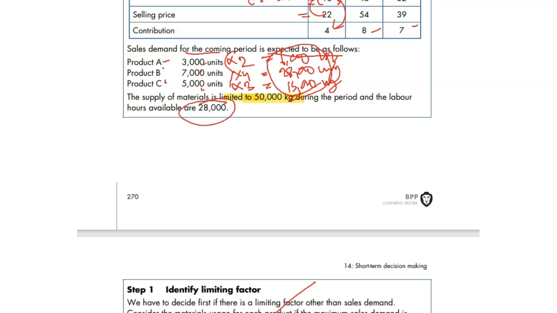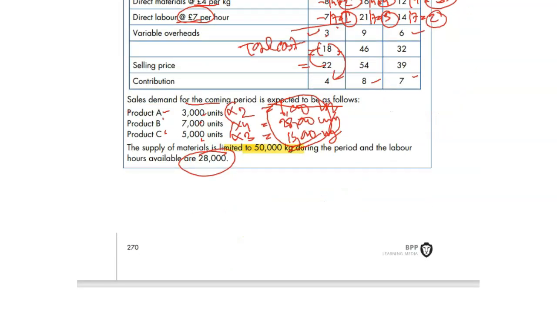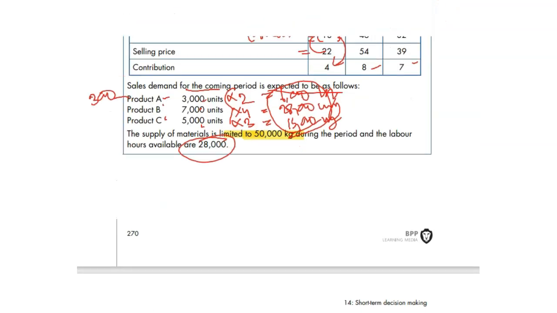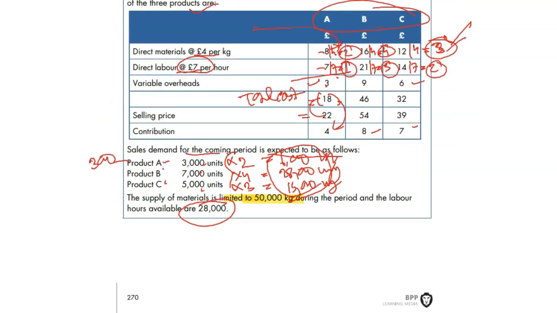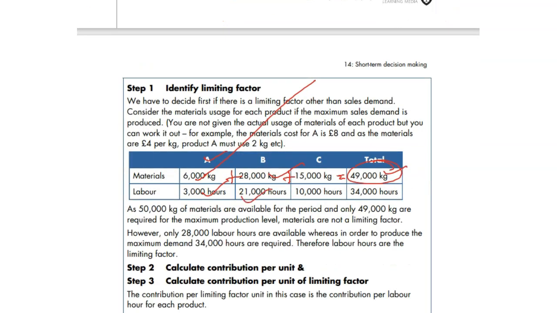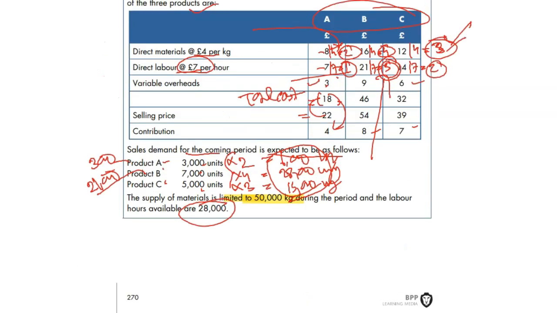How about the labor? Now labor. To produce each unit of A, you need how many labor hours? 1, don't you? So for 3,000, you need 3,000 labor hours, which has been done here. And to produce each unit of B, how many labor hours do you need? 3 labor hours. So 3 times 7,000 is 21,000 labor hours needed. And for C, they said 10,000. How do you get 10,000? For C, you need 2 labor hours, and your demand is 5,000. 2 times 5,000 gives you 10,000 labor hours.